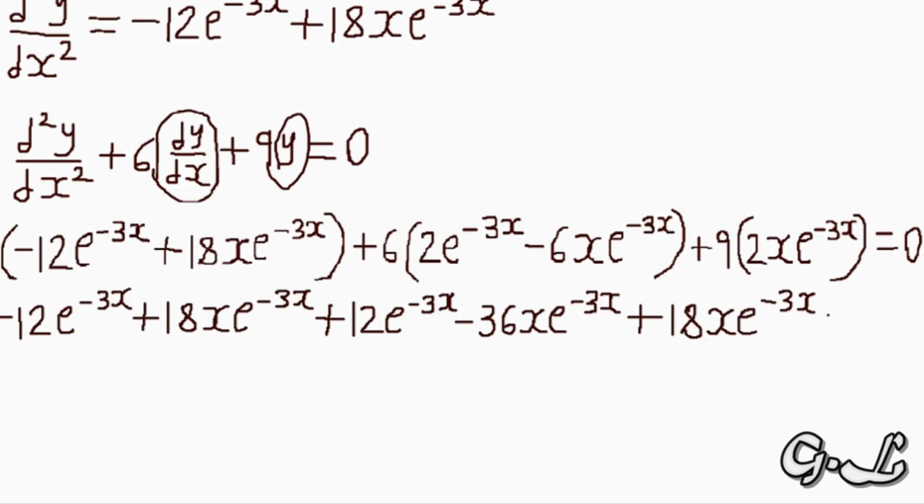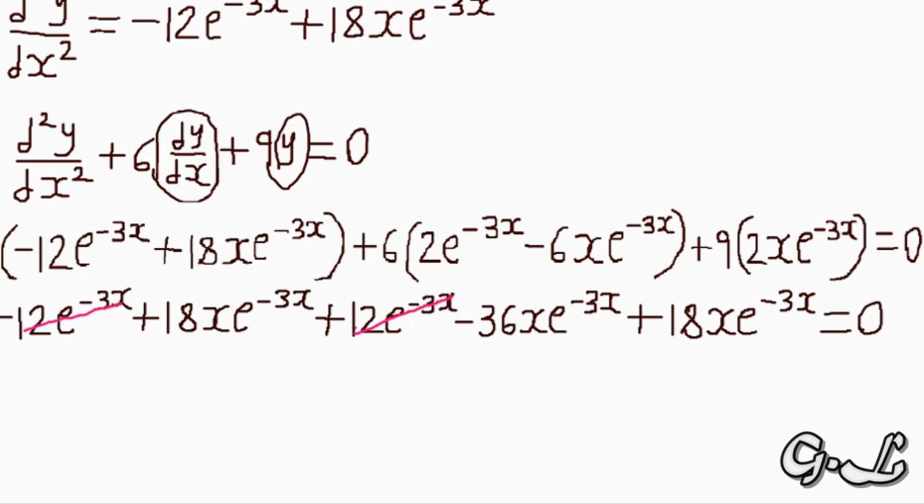When you consider the calculations and the simplifications, it will give you negative 12 e to the negative 3x plus 18x e to the negative 3x plus 12 e to the negative 3x minus 36x e to the negative 3x plus 18x e to the negative 3x, and that is equal to 0. So we're going to check if that is equal to 0.